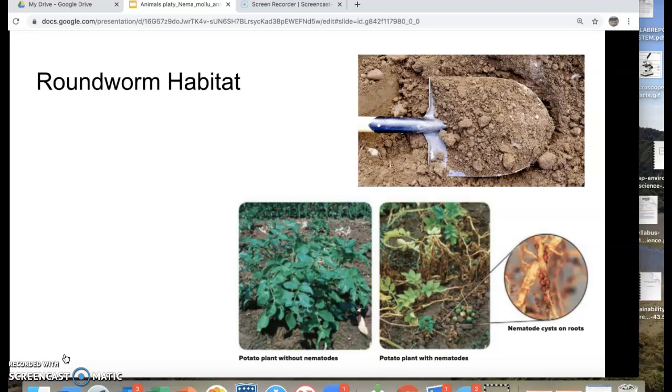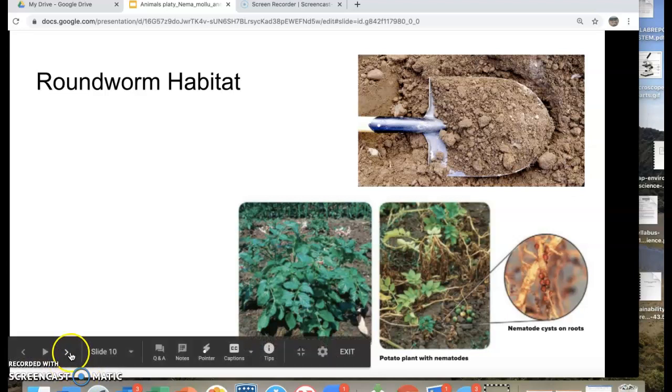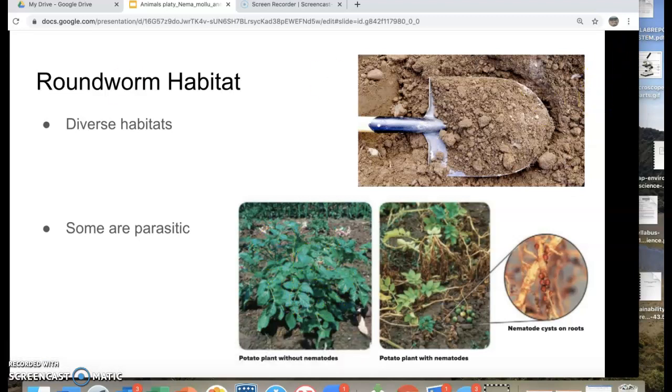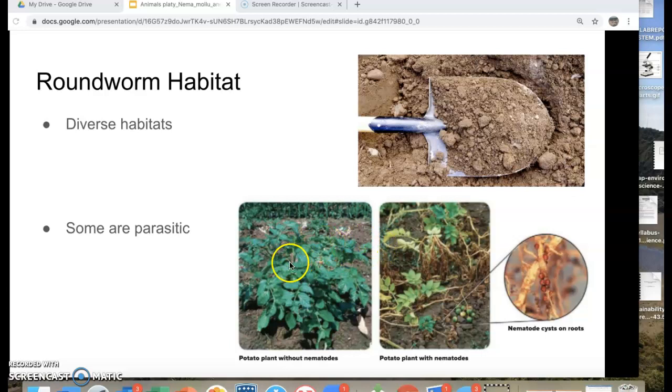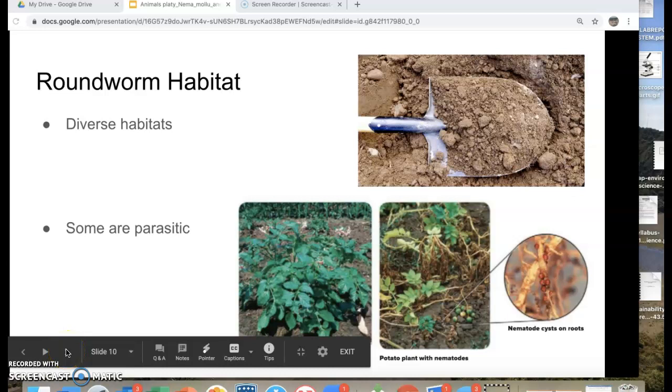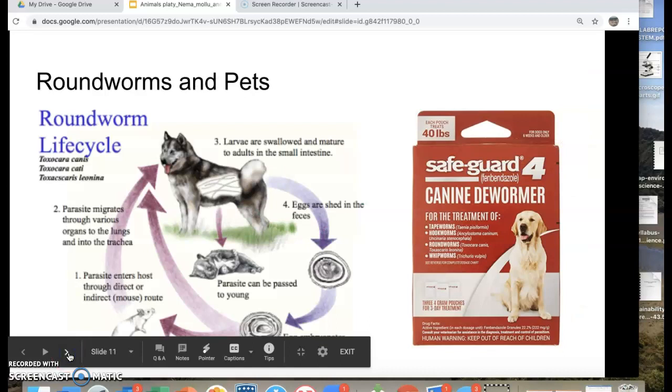Roundworms can be found in plants and in dirt, so they're mostly terrestrial. They do live in diverse habitats, and they're very common in gardens. Usually if you take a shovel and you shovel an amount of dirt, you will find about 1 million roundworms. But here is a plant that was attacked by an actual parasitic roundworm. So this potato plant here got decimated by these roundworms. Generally, though, they're really good for the environment. They help break down soil materials.